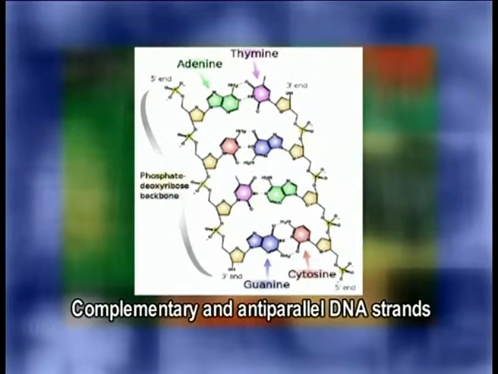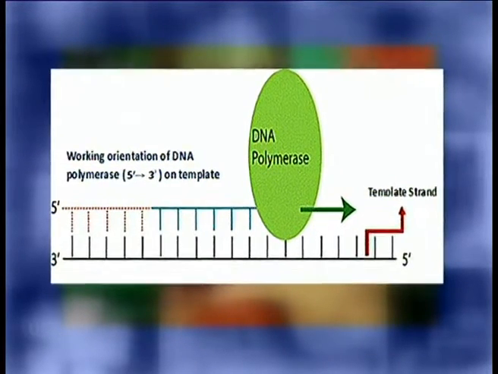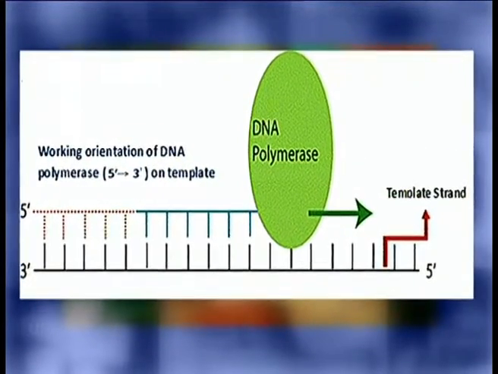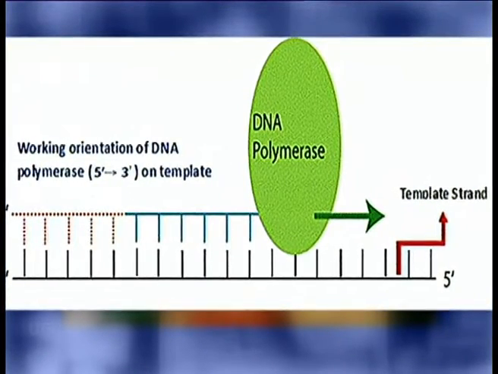Besides being complementary, the two strands of DNA are antiparallel, that is, oriented in opposite directions. This directionality is important in DNA synthesis because DNA polymerase can only synthesize DNA in one direction by adding nucleotides to the 3' end of a DNA strand.